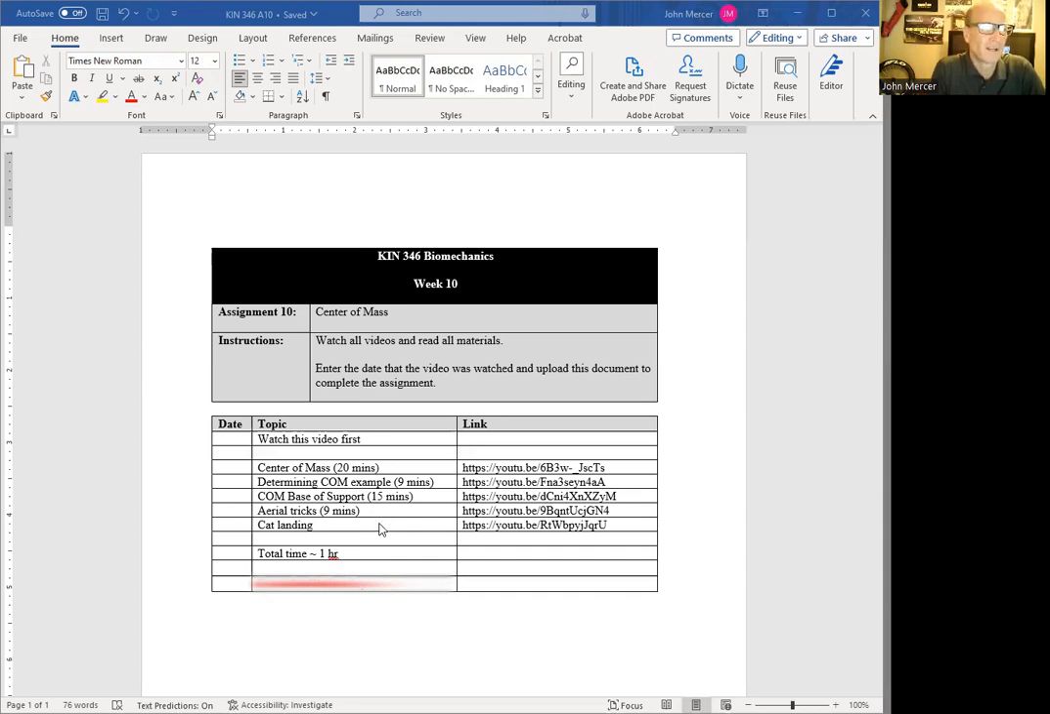All right, so week 10, exam 2, and we're getting into defining center of mass, center of gravity a little bit more, and emphasizing angular impulse, angular momentum.